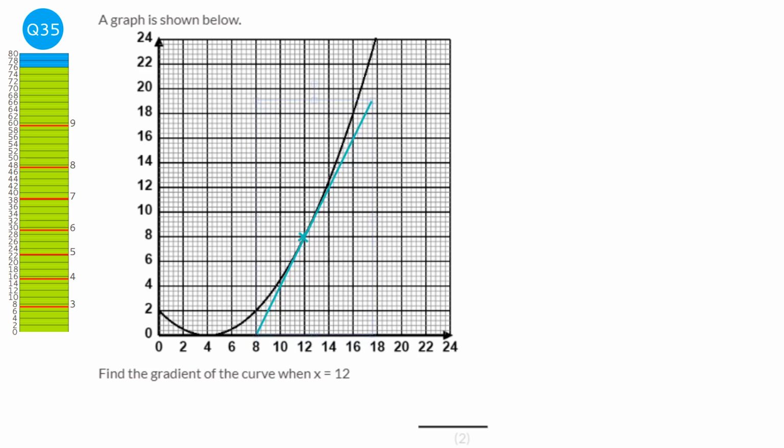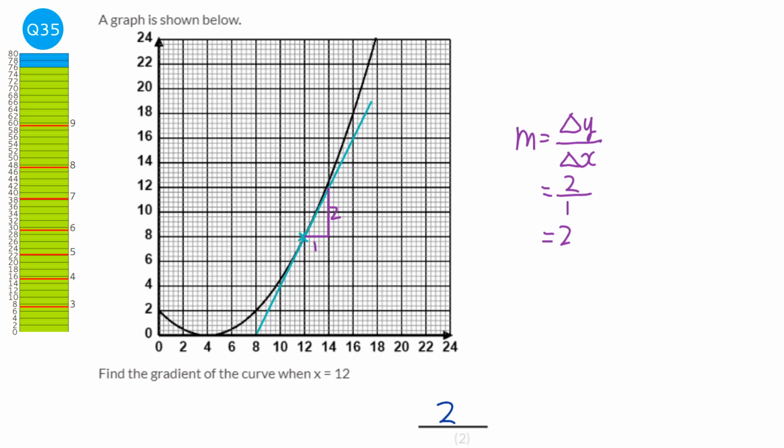And then what you do is work out what the gradient of that line is. So I'm just going to draw a line across and up. And we know that gradient is the change in y over change in x. The change in y is 2, and the change in x is 1. 2 divided by 1 is just 2. So the gradient at x equals 12 is 2.